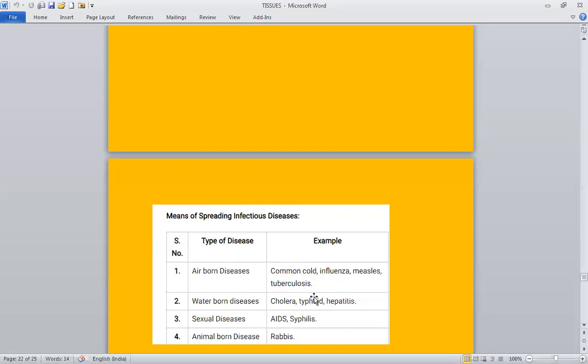Many infectious agents affect the respiratory system of a person and are spread through air. When an infected person sneezes or coughs without putting a handkerchief or a tissue in front of his mouth or nose, what happens? Many little droplets are thrown in the air, and these droplets contain a large number of disease-causing organisms, the germs.